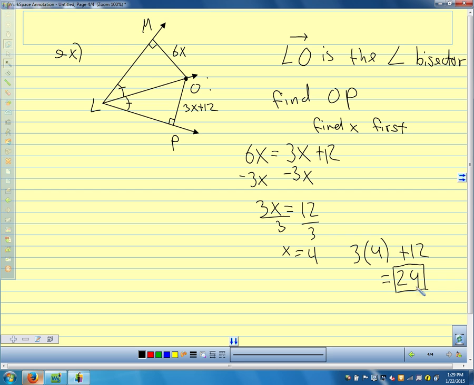Plug 4 into x. 6x. Sure. So we know that both of these are equal. 6x equals 3x plus 12. So Porter says it's maybe a little easier to just do 6 times 4. 6 times 4 is 24. And we're set. Either way works. All right, questions there? Okay.